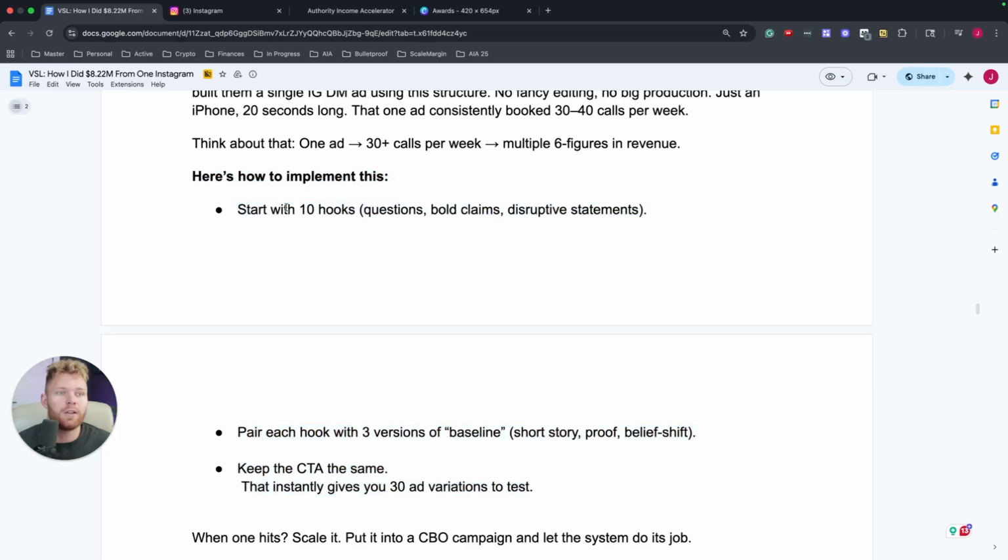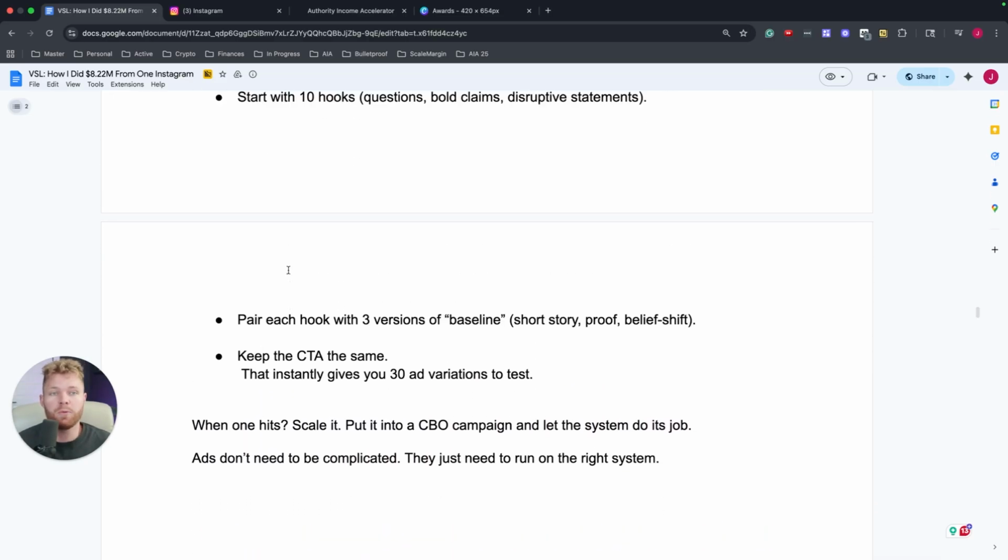You could knock out like 30 of these very quickly. If you wanted to do just Canva images like I showed you above, you can do that as well. What happens is when one hits, you're testing a lot here, you're just going to scale it. You're going to put that into a CBO campaign and really scale this and let the system do its job.